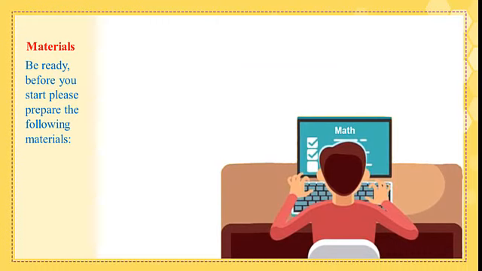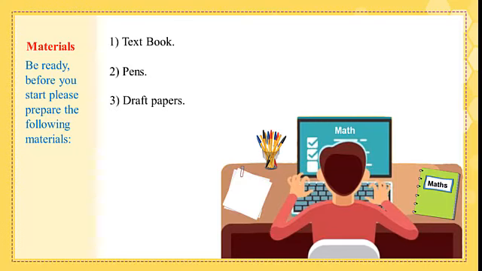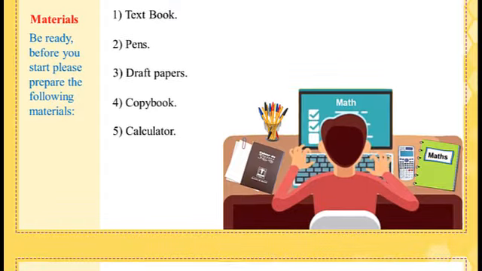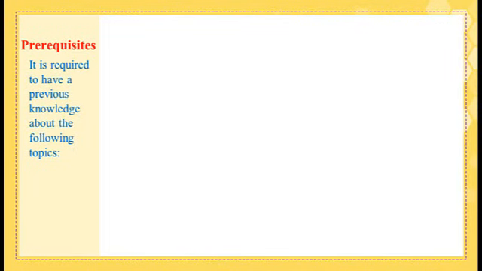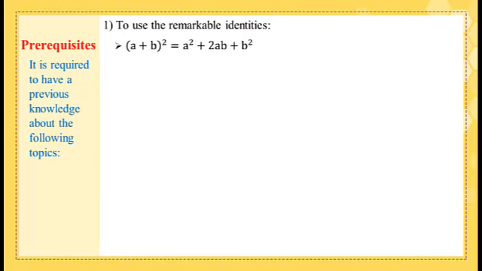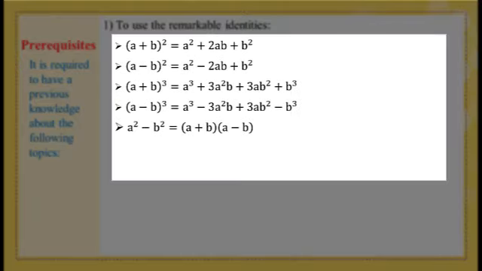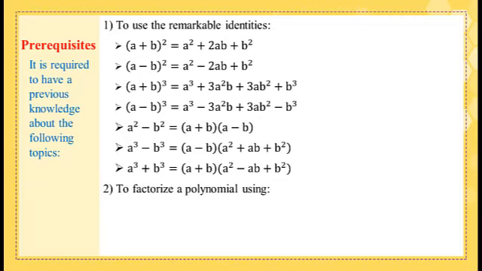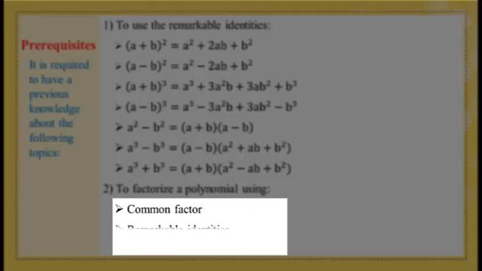Please prepare the following materials: textbook, pens, draft papers, copybook, and calculator. Dear students, you must have previous knowledge about the following topics: how to use the following remarkable identities, and how to factorize a polynomial using common factor, remarkable identities, and completing the square.